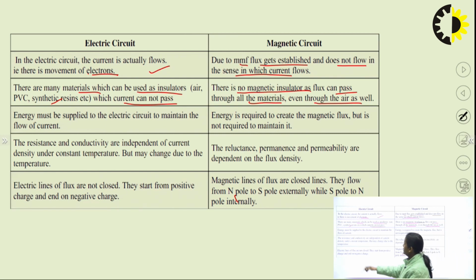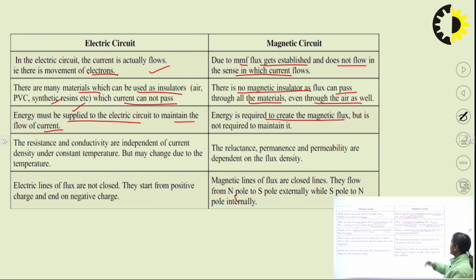And energy must be supplied to an electric circuit to maintain the flow of current. So energy is required to maintain the flow of current. In a magnetic circuit, energy is required to create the magnetic flux, but it is not required to maintain it.